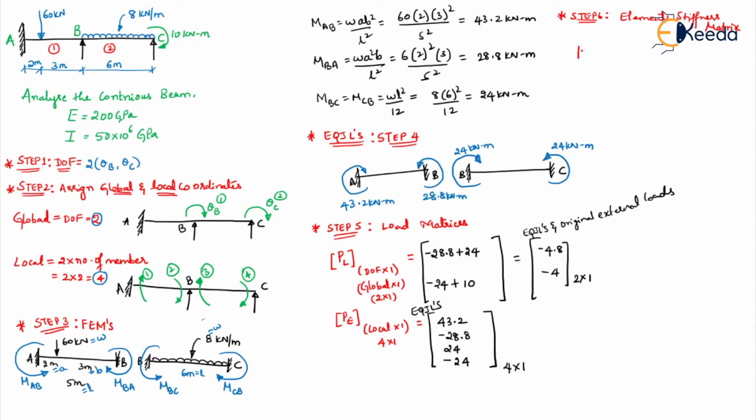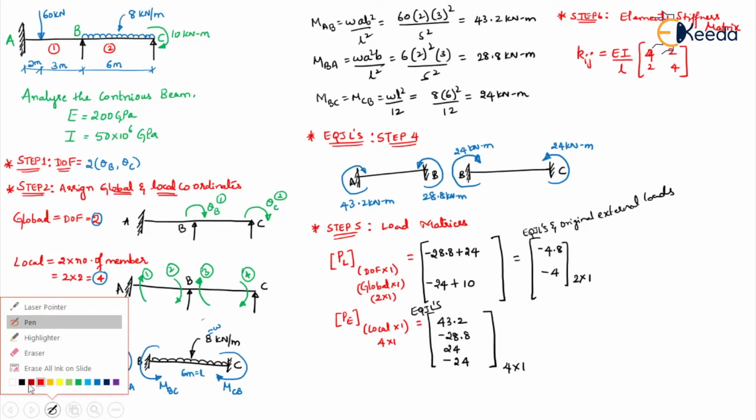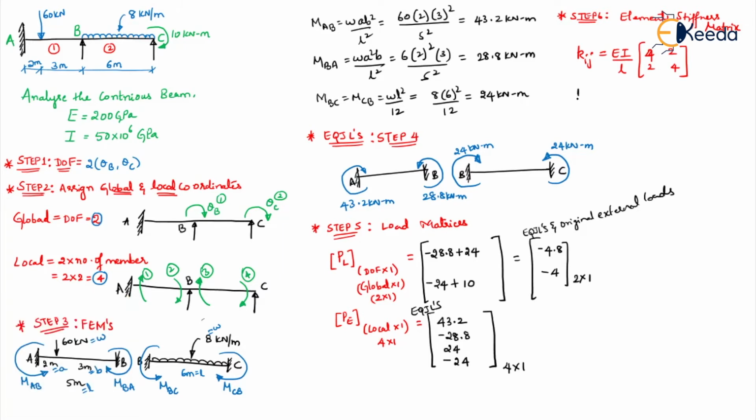So what is the standard form of element stiffness matrix? If you are doing the stiffness transformation method, it's Kij equal to E by L into [4 2; 2 4]. This is a standard value. Now how many elements are there here? There are 2 elements. So individually let us find the stiffnesses for both the elements.